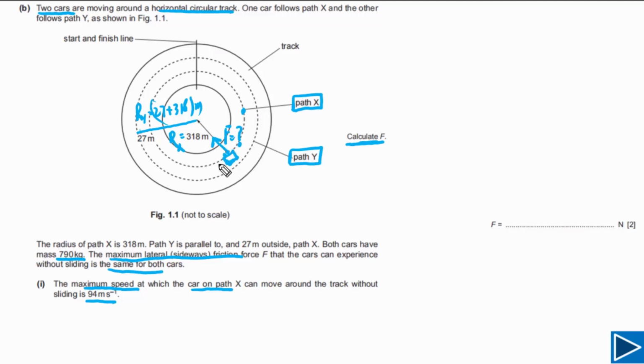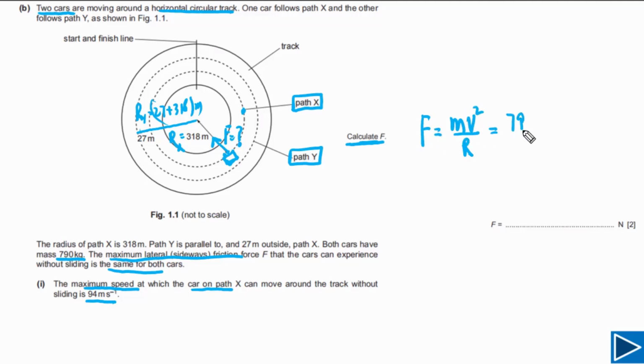Now as it is moving in a circle, doing circular motion, this frictional force is responsible for the circular motion. So in this case, the frictional force is providing the centripetal force. So we can say F is equal to mv squared divided by r. The value of v is given, r is given, m is given. Simply we can plug in and find the value of F.